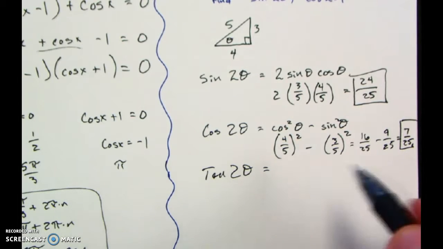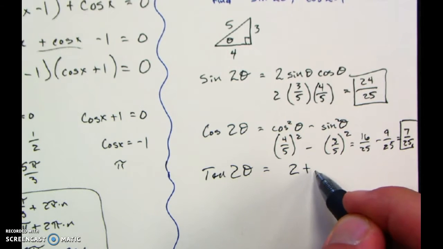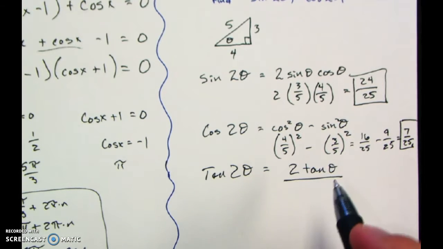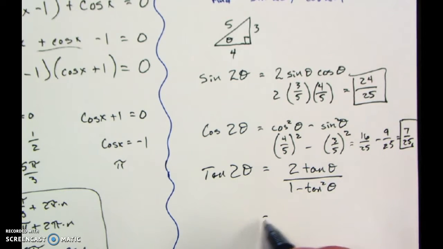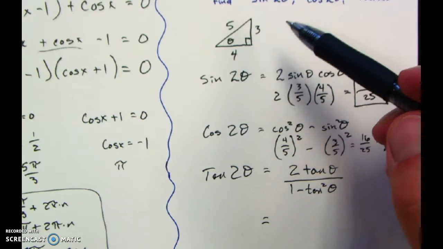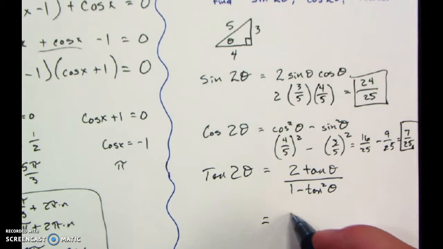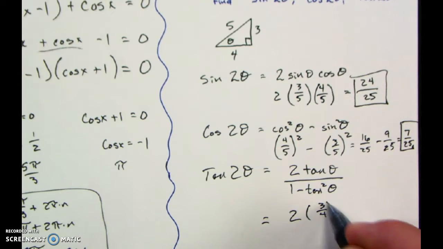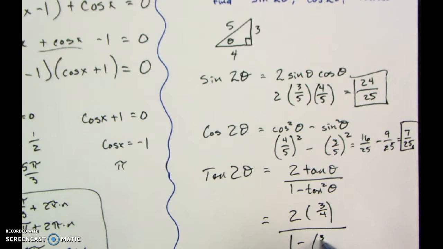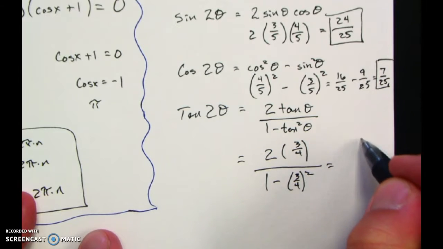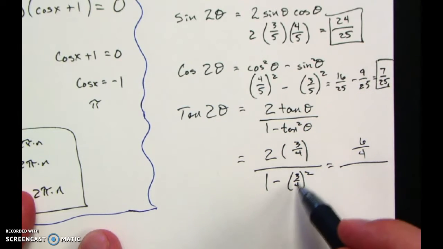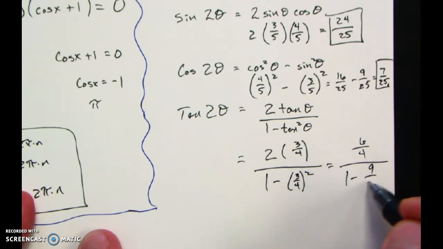And for our tangent, we have our formula 2 times the tangent of theta divided by 1 minus our tangent squared theta. So tangent, again back up here to the triangle, tangent's opposite over adjacent, so that's going to be 3/4. So we have 2 times 3/4 over 1 minus 3/4 squared. So I'm going to simplify top and bottom. I'm going to be multiplying here, 2 times 3. That gives me 6/4 on the top. And then when I square this, we have 1 minus 9/16.